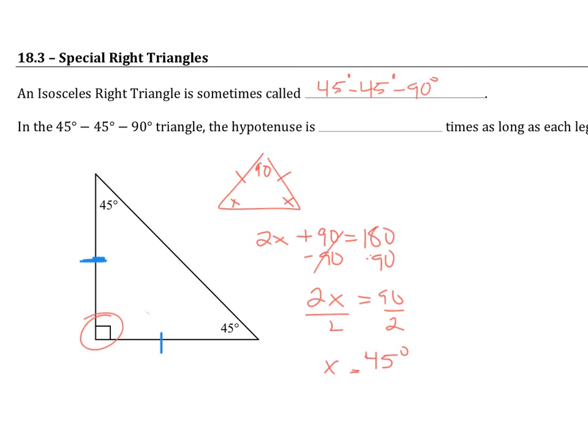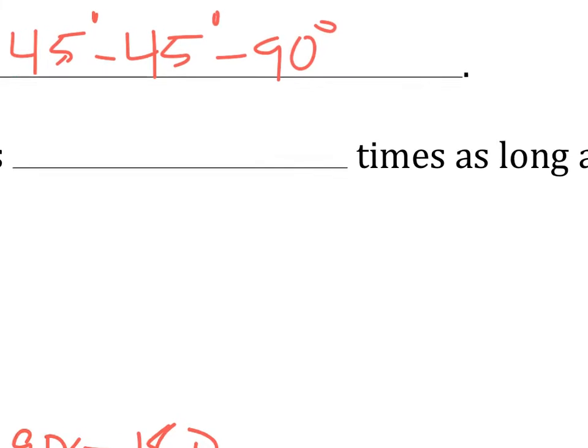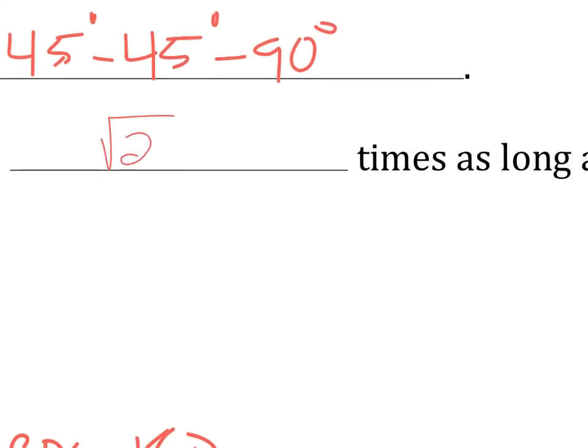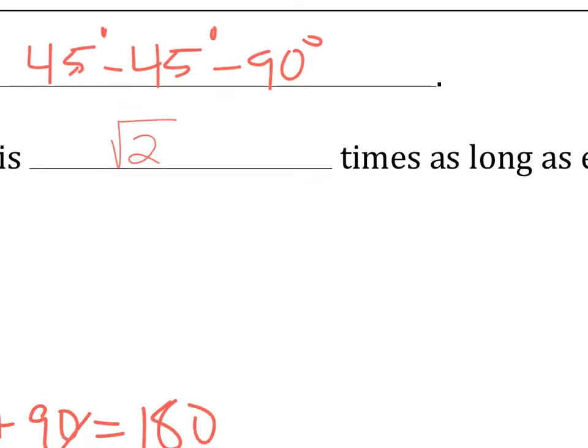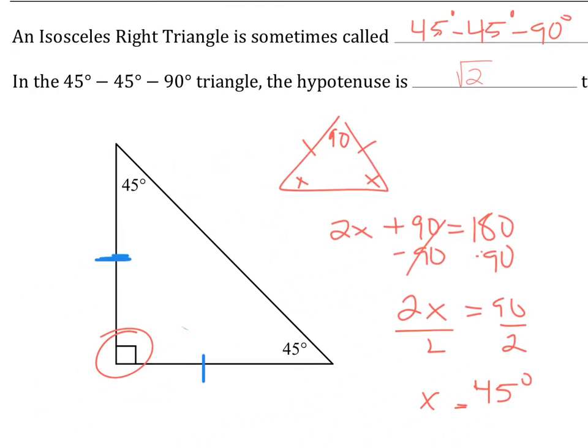Now in that 45-45-90 triangle, the hypotenuse is square root 2 times as long as each leg. We have the hypotenuse here in green across from our 90-degree angle, and each one of these other sides is known as a leg. Whatever the leg is, typically we'll use a as the variable here. Since that side is a, this bottom side must also be a, since they're the same. And your hypotenuse is going to be a times square root 2.